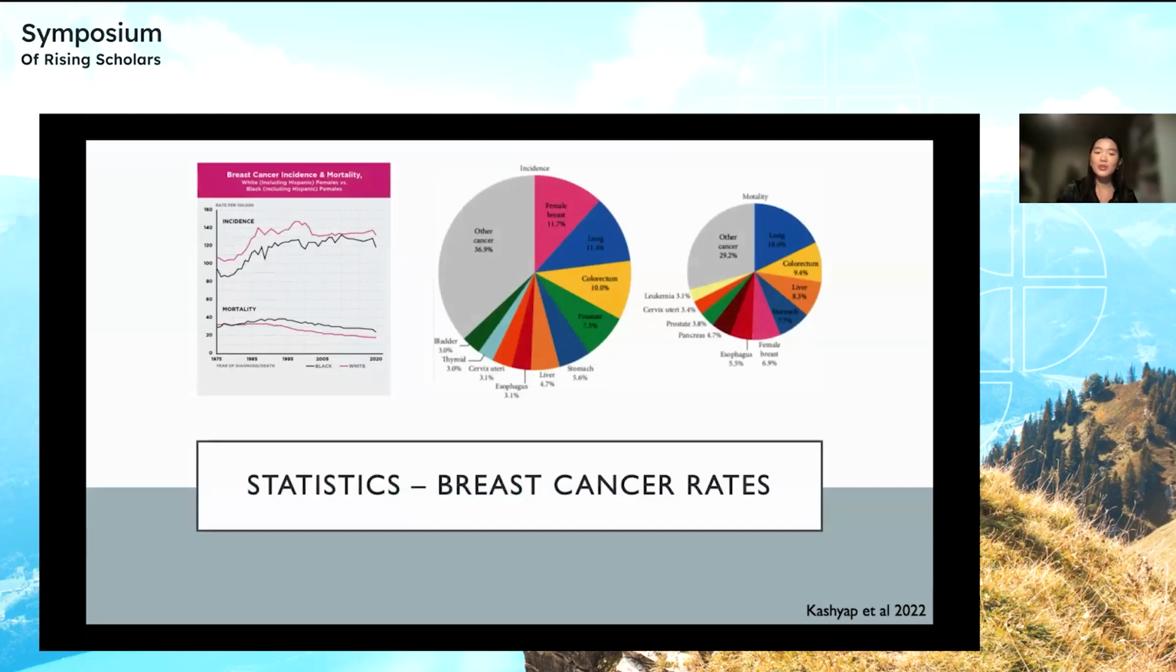Okay, so some more statistics about breast cancer rates. You can see in the graph on the left, the incidence rate has grown significantly since 1975, and we can also see that it takes up a big chunk of the pie chart for incidence rate at 11.7%.